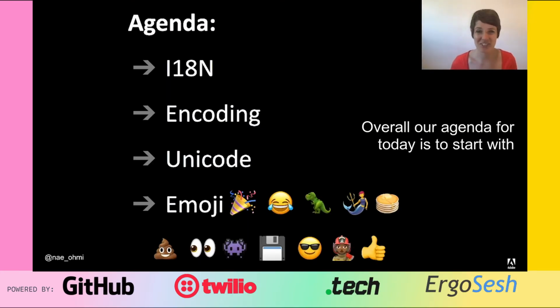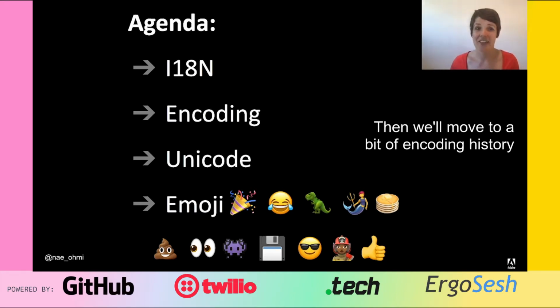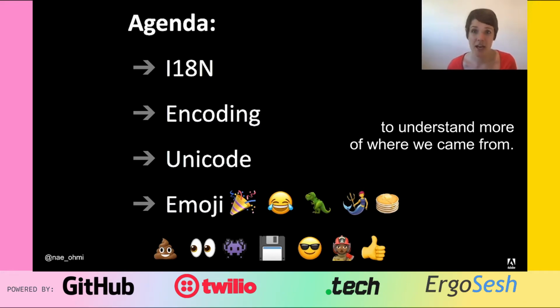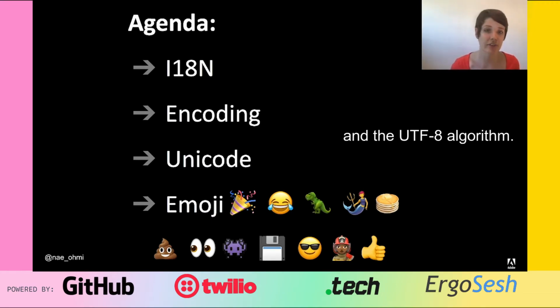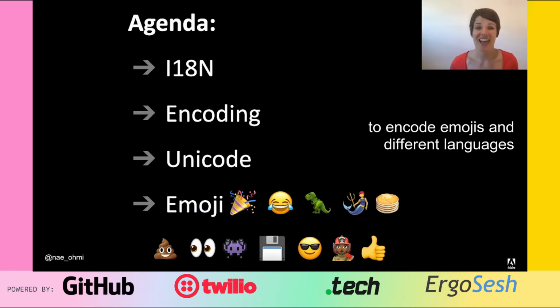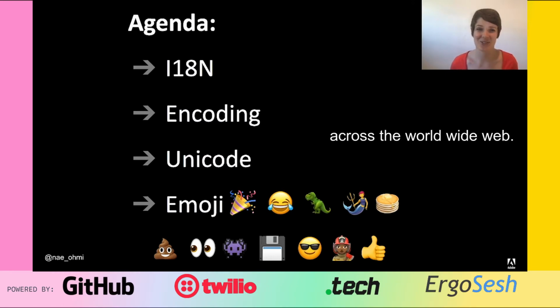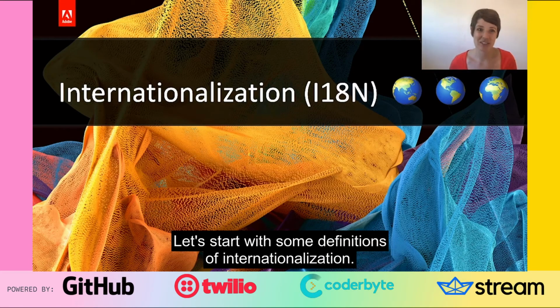Overall, our agenda for today is to start with some definitions of internationalization or I18N. Then we'll move to a bit of encoding history to understand more of where we came from. Then to the Unicode Consortium and the UTF-8 algorithm. Finally, we'll talk about how this allows us to encode emojis and different languages across the World Wide Web. So, let's start with some definitions of internationalization.